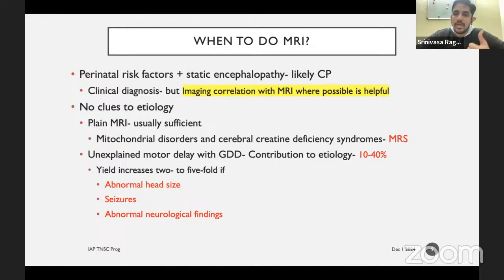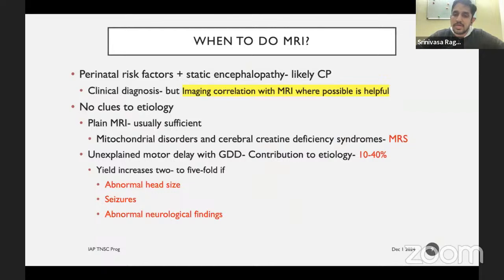So when there are no identified clues in the history, in the antenatal or perinatal history, definitely a further MRI should be considered. A plain MRI is usually sufficient, but in conditions where we suspect mitochondrial disorders or a condition called cerebral creatine deficiency syndrome, it's one of the neurometabolic conditions where the serum creatinine will be very low. So the global development delay with or without behavioral problem with associated seizures, no perinatal risk factors, and serum creatinine when you do it as a part of routine blood work.